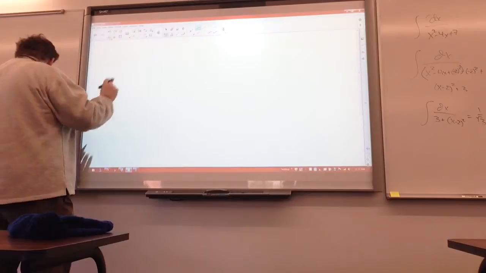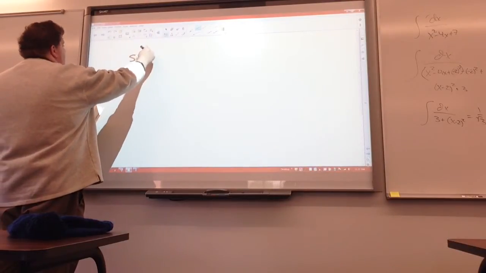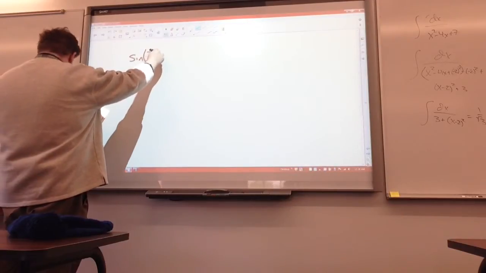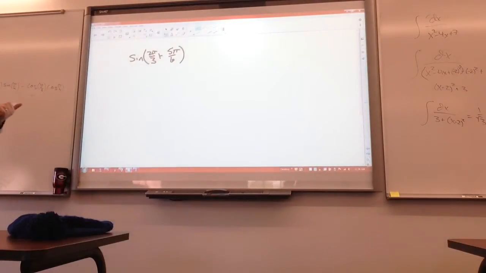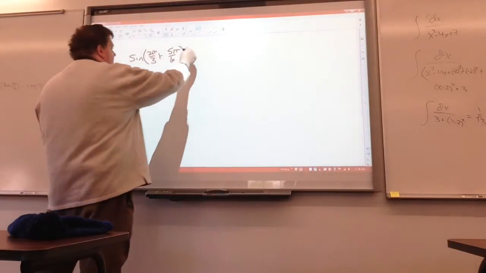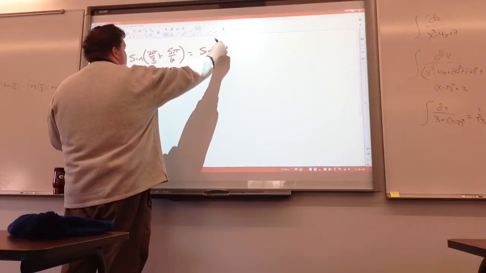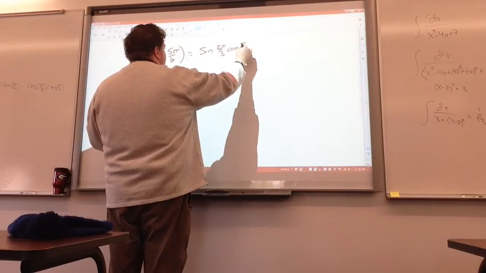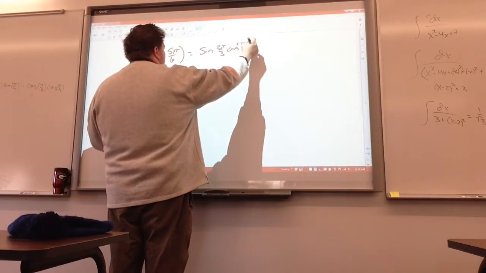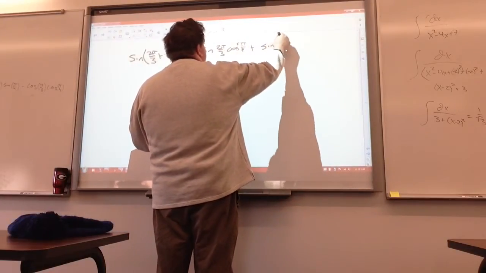You might be told, find the exact value of the following. So you might have something like the sine of 2 pi over 3 plus 5 pi over 6. The way to do that is just, again, use the sum of difference formula. So what would the formula for this one give me? It would be sine of 2 pi over 3, cosine of 5 pi over 6, plus sine of 5 pi over 6.